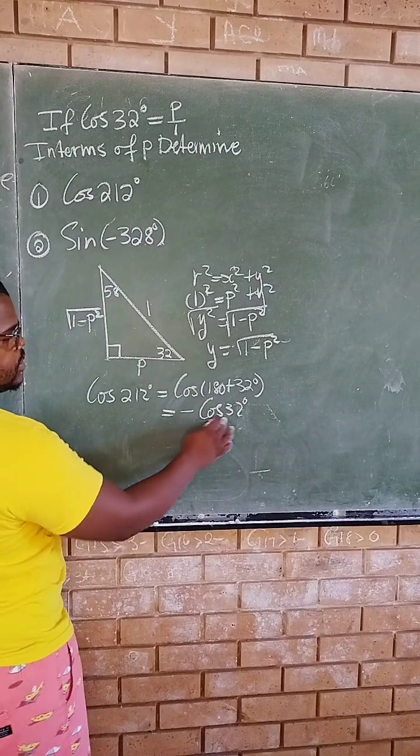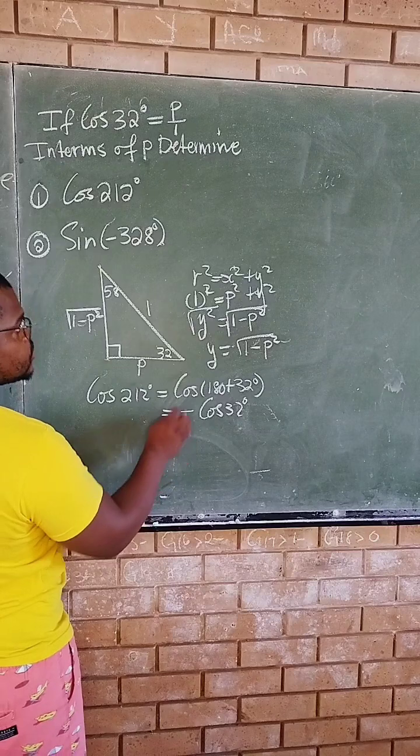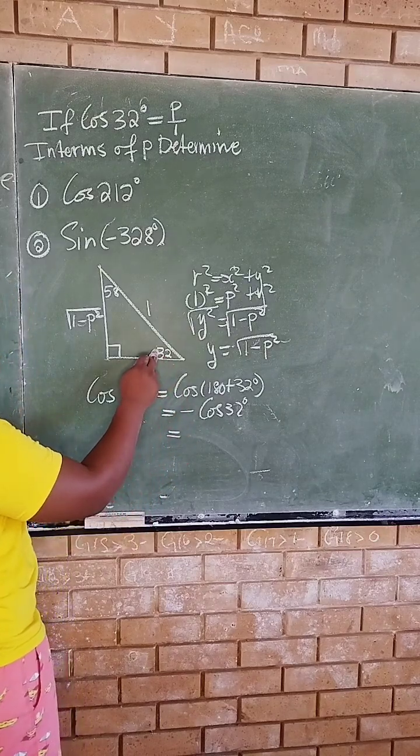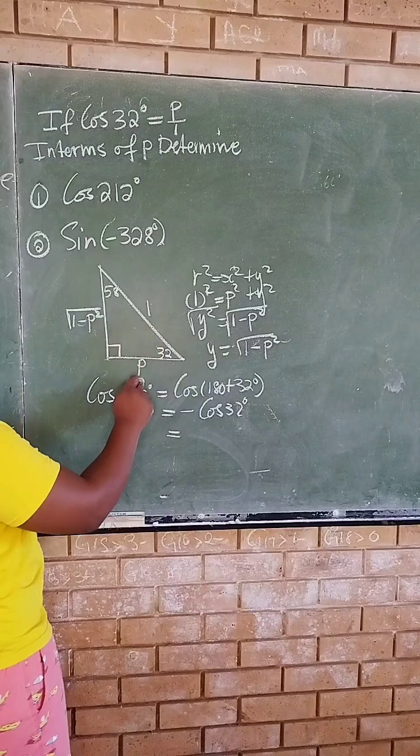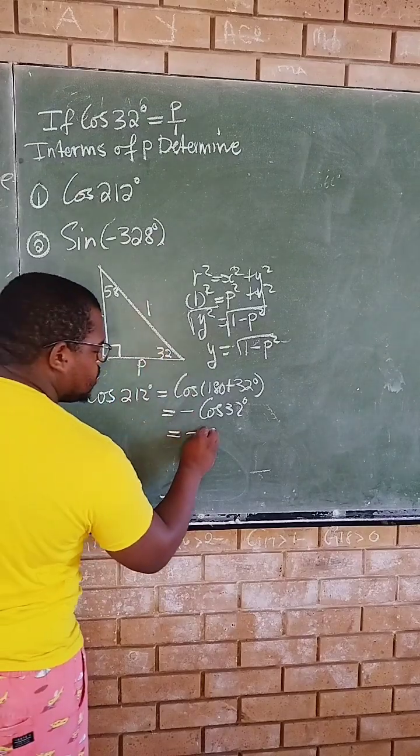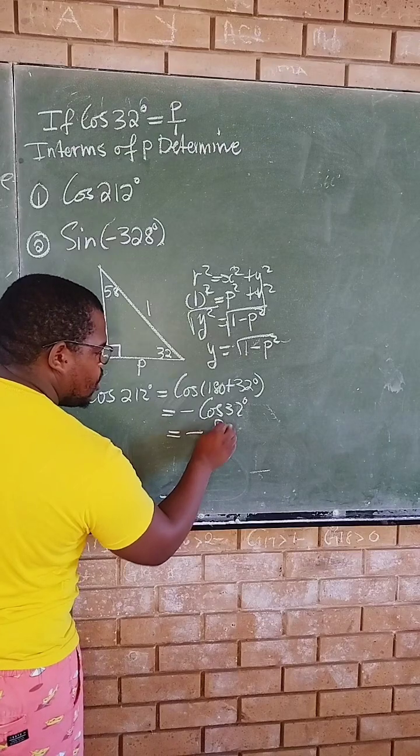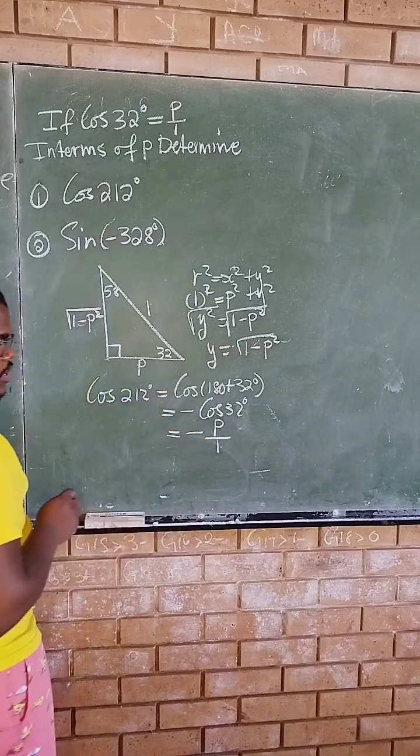Okay, so if it's cos 32 degrees, hence let's go and check. This is cos, this is 32. Cos is adjacent over hypotenuse. So this will be negative p all over 1, okay?